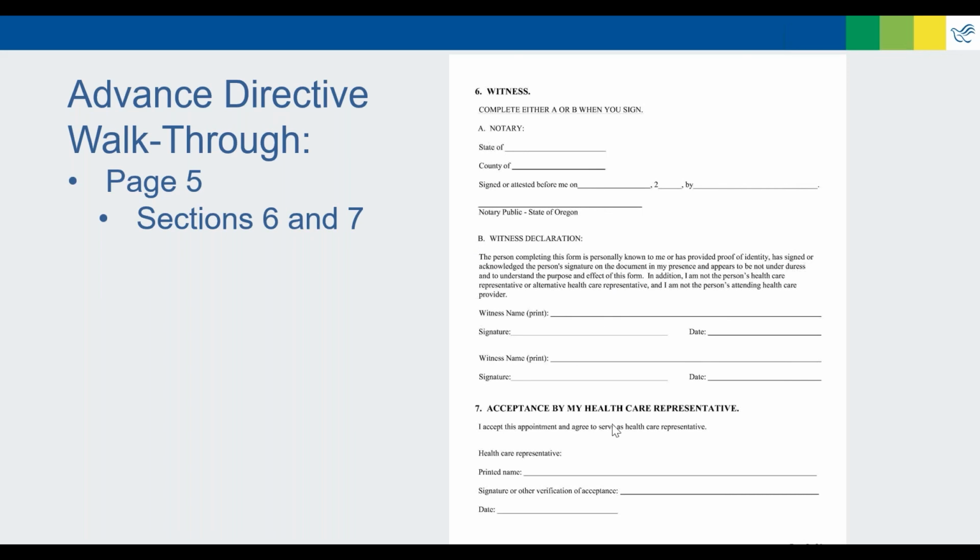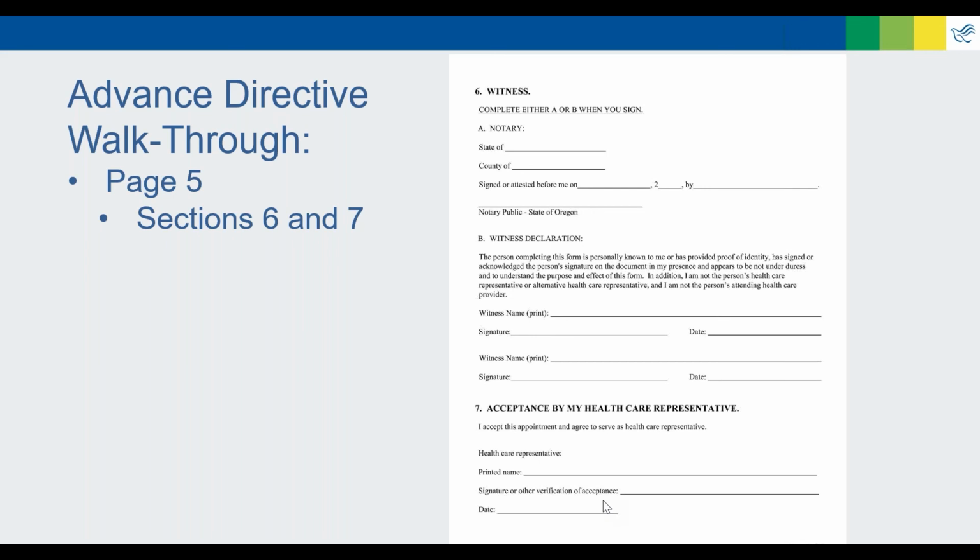And then section 7 is to have your healthcare representative sign here saying they have accepted the role of healthcare representative. You'll notice it does say signature or other verification of acceptance. Sometimes a healthcare representative is remote. They may live in another state. That's entirely okay, but it does present some complications with the form.